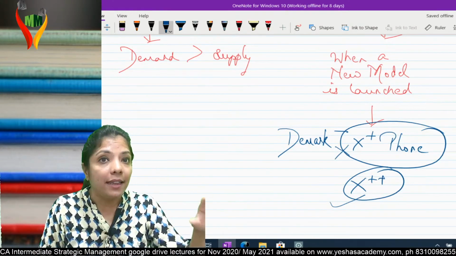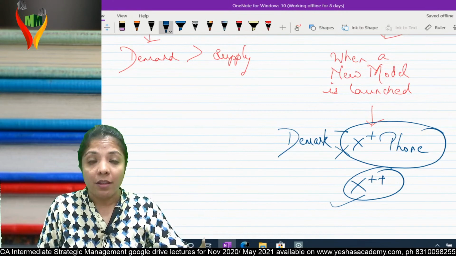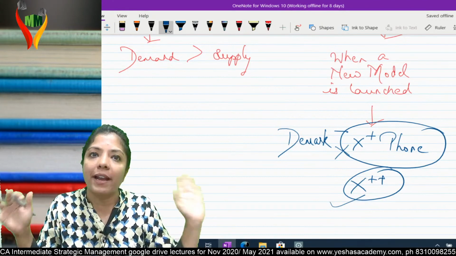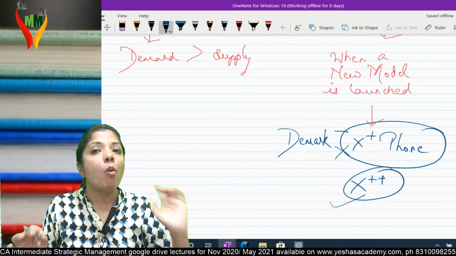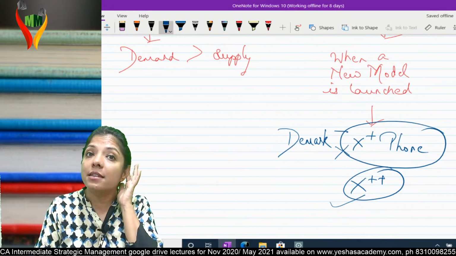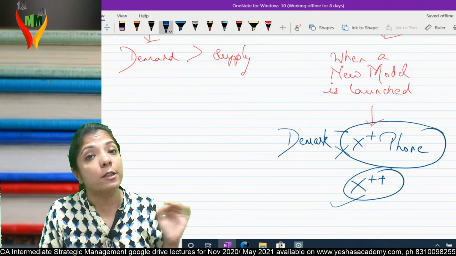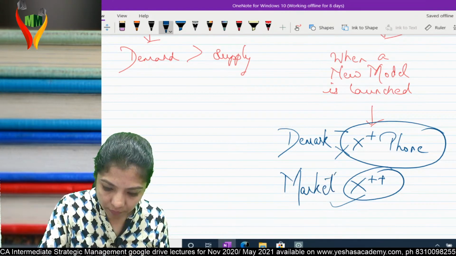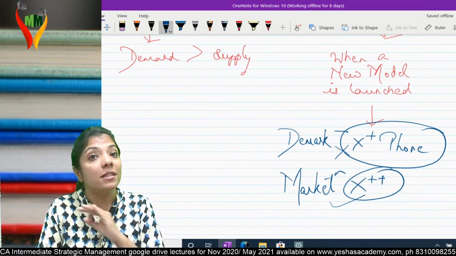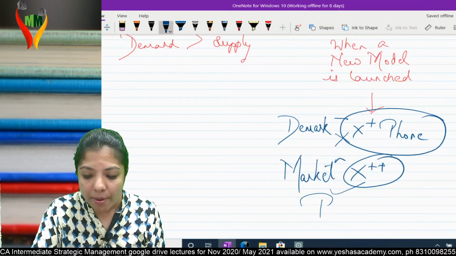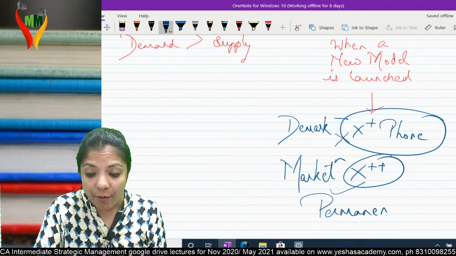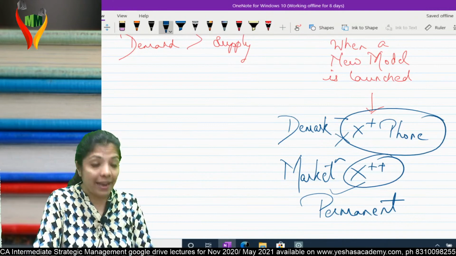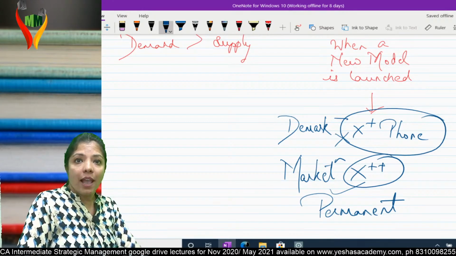If I say in Hindi, जो दिखता है वो बिकता है. If you see the ad, it will get registered and you'll buy. If you won't see it, you'll forget the product. As simple as that. So if I don't want people to buy X plus, I'll start demarketing X plus and I'll start marketing X plus plus. Am I clear? This is called demarketing. And this is permanent demarketing. Permanent means I will never market X plus again. Am I clear?